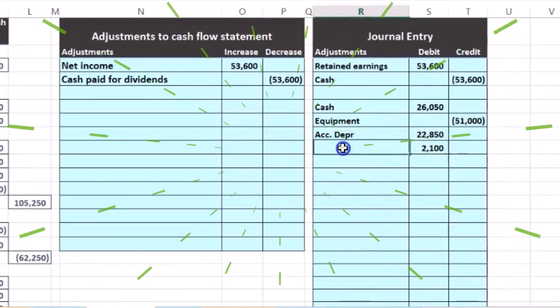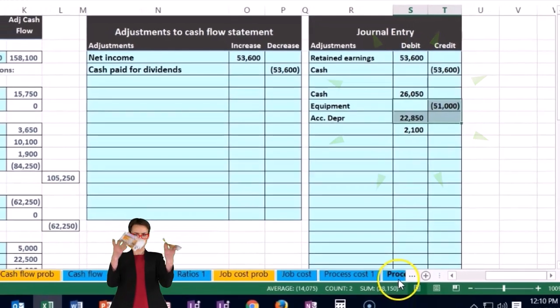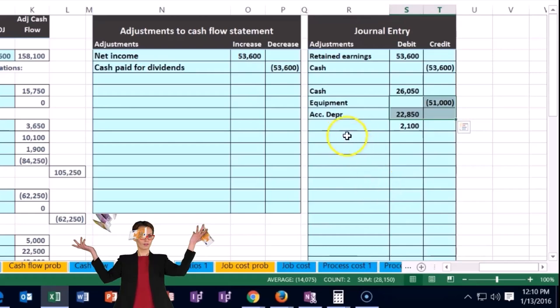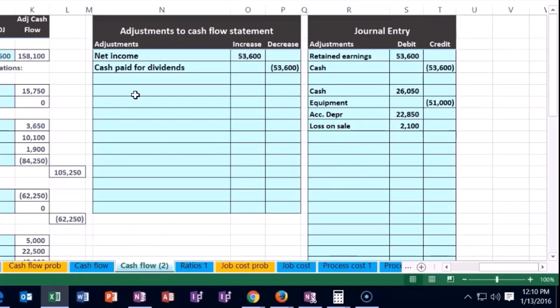What will that be? Well, it's a loss because we sold it for 26. It had a book value of 28. We lost 2,001 on the sale. So it's going to be a loss on sale. So that's our journal entry.